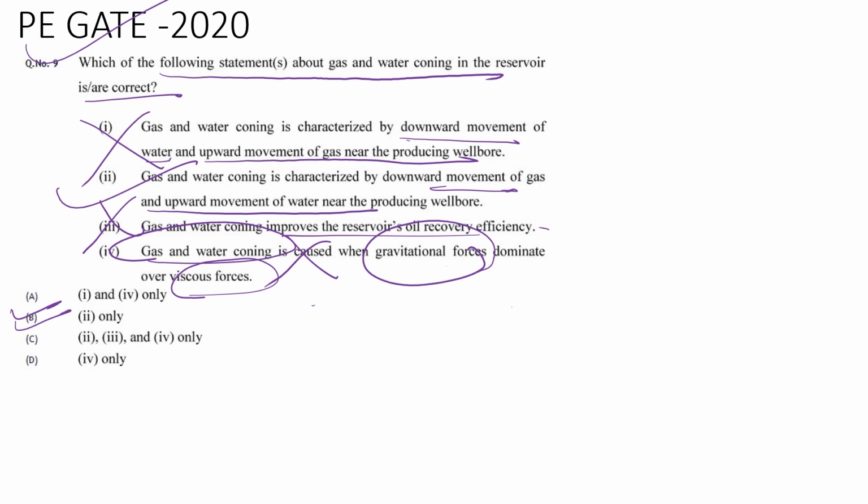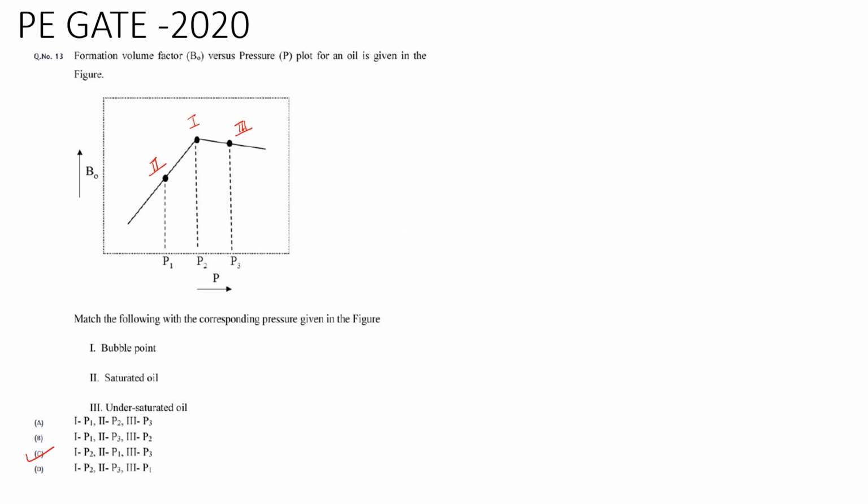Okay, now let's move further. This particular question was asked in GATE 2020. So formation volume factor is given, and we need to find out which pressure ranges satisfy my Bo versus pressure. Again, this is a very simple question and option C would be the correct answer, where 0.3 would be in the undersaturated region, 0.2 will be in the saturated region, and 0.1 is my bubble point pressure.